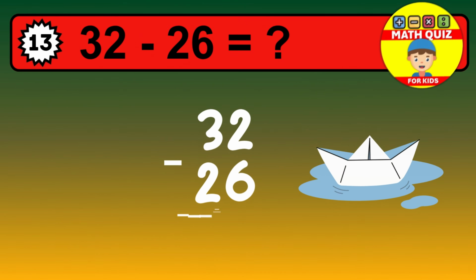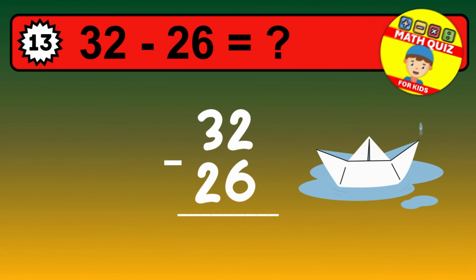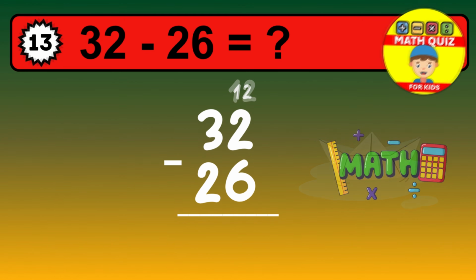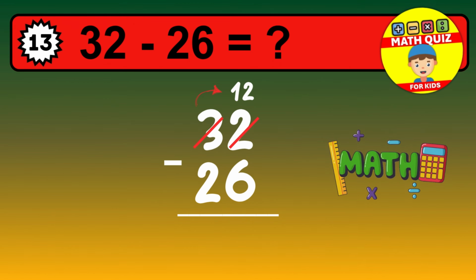Let's solve this step by step. We start with the units. 2 minus 6 is not possible, so we need to regroup. We take 1 ten from the tens column. Now we have 2 tens and the units become 12.